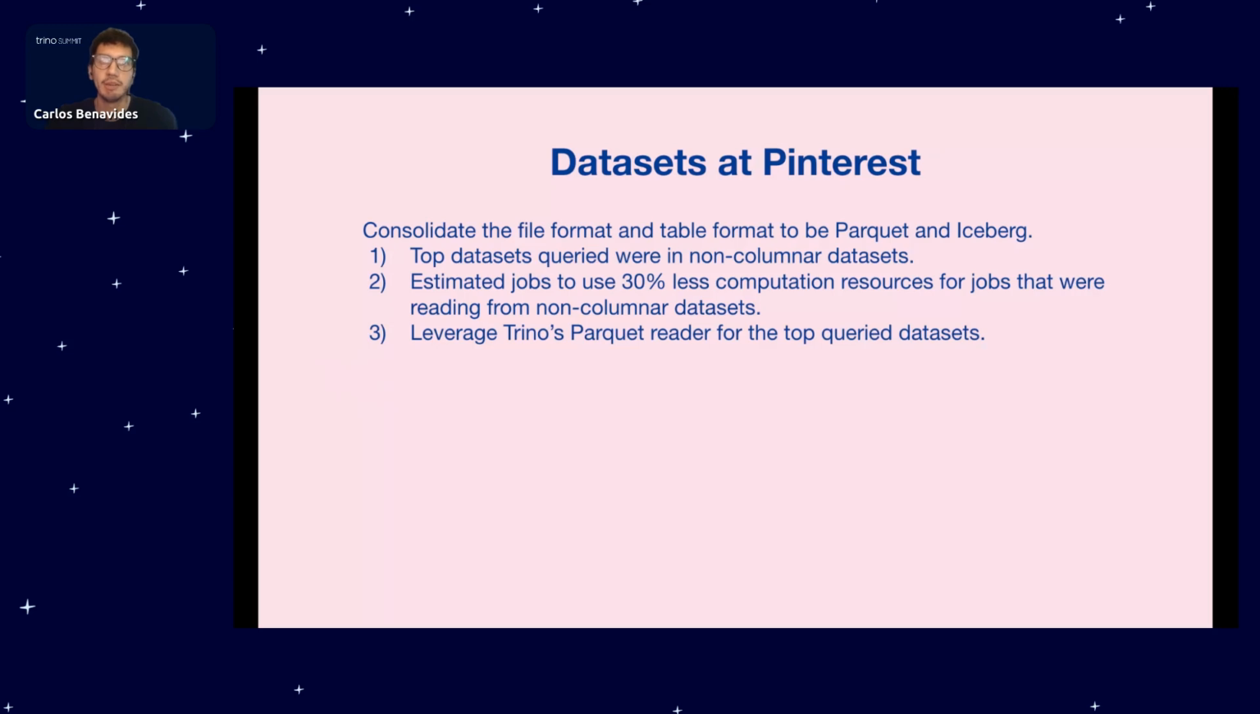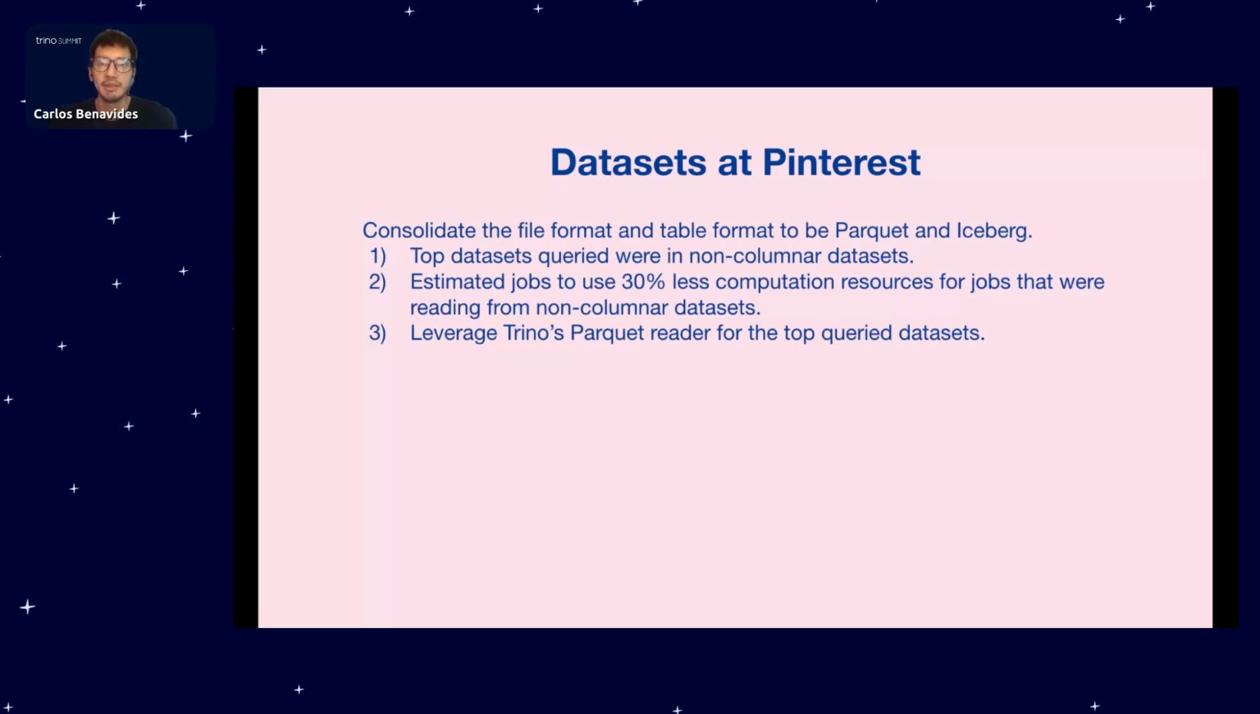We want to migrate top query non-columnar data sets such as sequence file, text, and CSV to Parquet, and potentially Iceberg as well. We want to do this migration because we estimated CPU improvements of about 30% for jobs that read from non-columnar data sets.